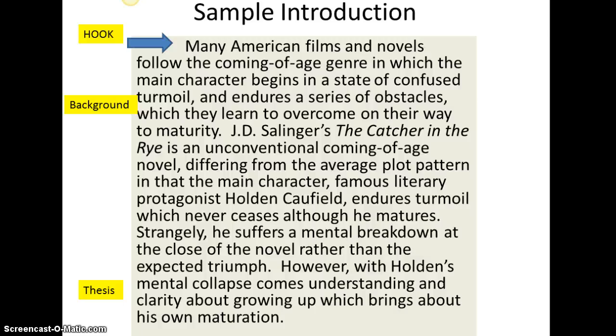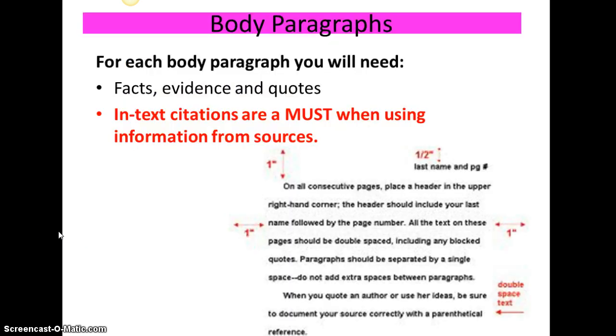However, with Holden's mental collapse comes understanding and clarity about growing up, which brings about his own maturation. So you have the thesis, background, and the hook. Notice also that we have transitions, things like "however," and right here we have these connected: coming of age genre, coming of age novel. They're connected together. Okay, so once you have your introduction, your next step is to write the body paragraphs.